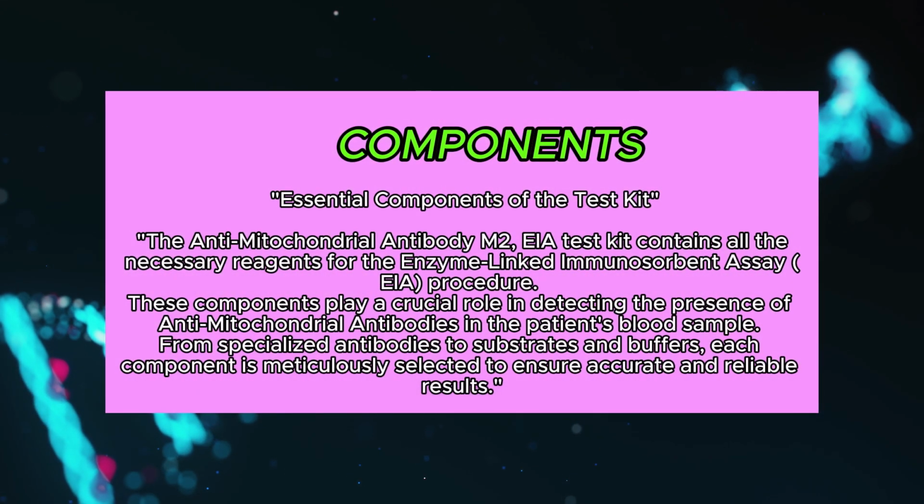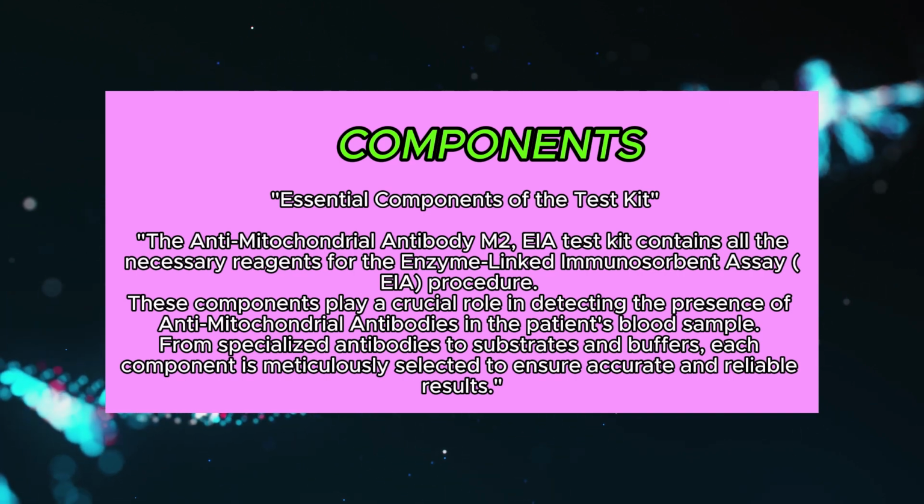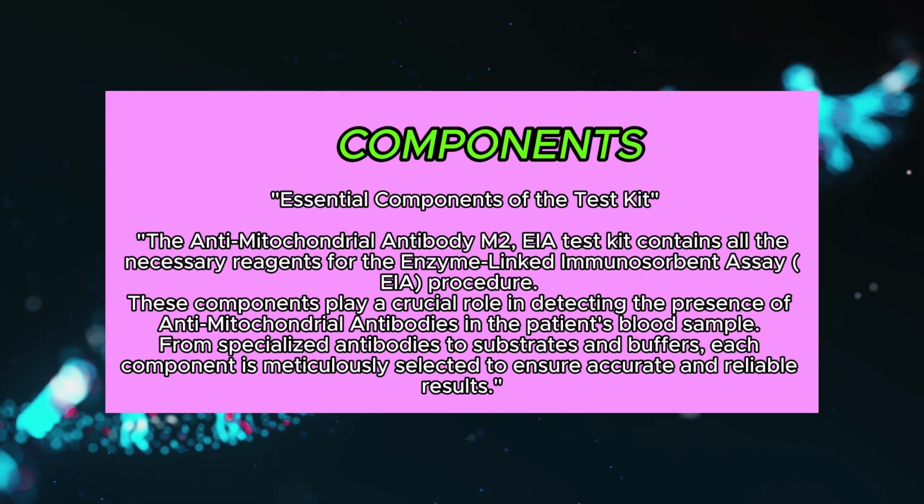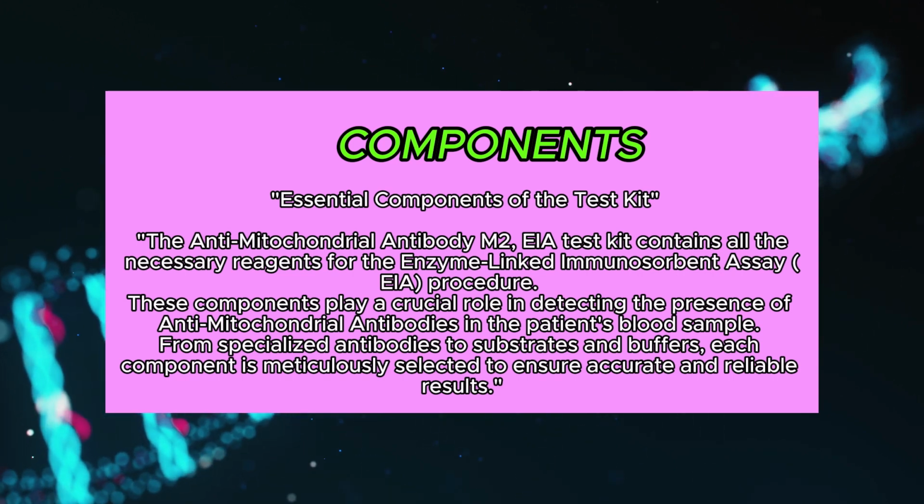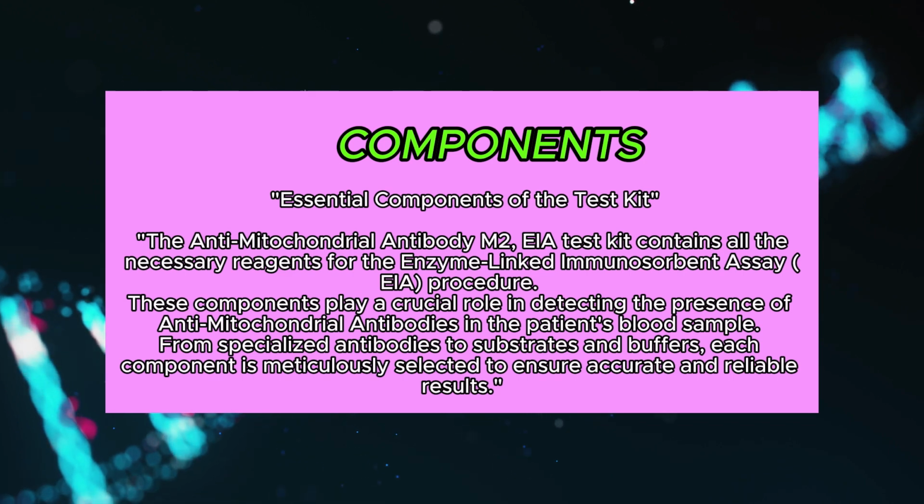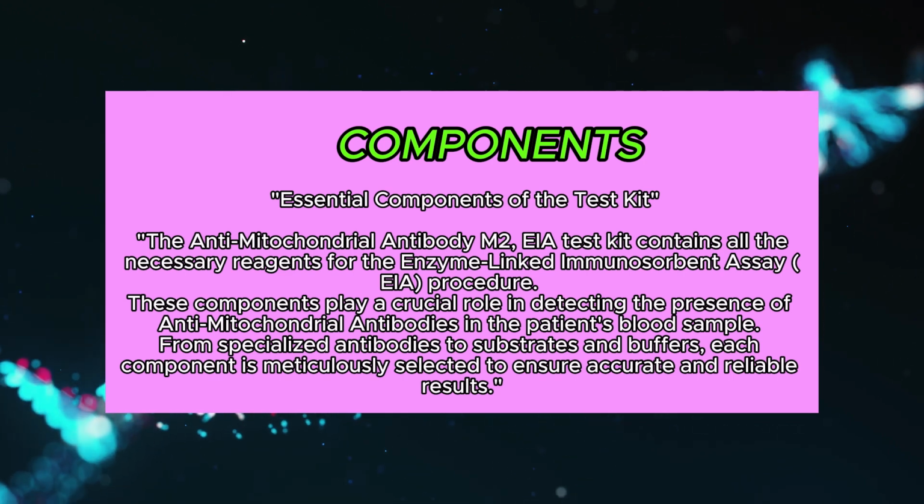Specimen used. Blood sample collection. Now, let's talk about the specimen used for this test. Typically, a small sample of blood is collected from the patient. This blood sample is then subjected to analysis to detect the presence of anti-mitochondrial antibodies targeting the M2 antigen.